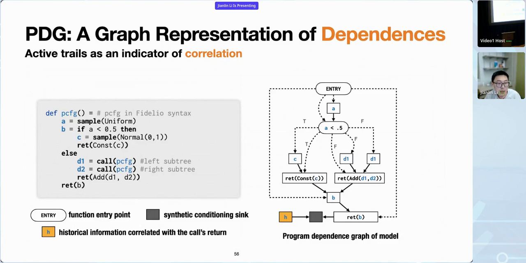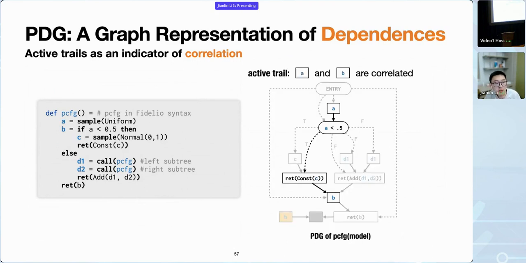There are 3 special nodes per function: the function entry point, the syntactic conditioning sink to which a function's return flows, and the hidden state. The hidden state represents correlations involving function calls. It embodies the historical information correlated with the current function's return.